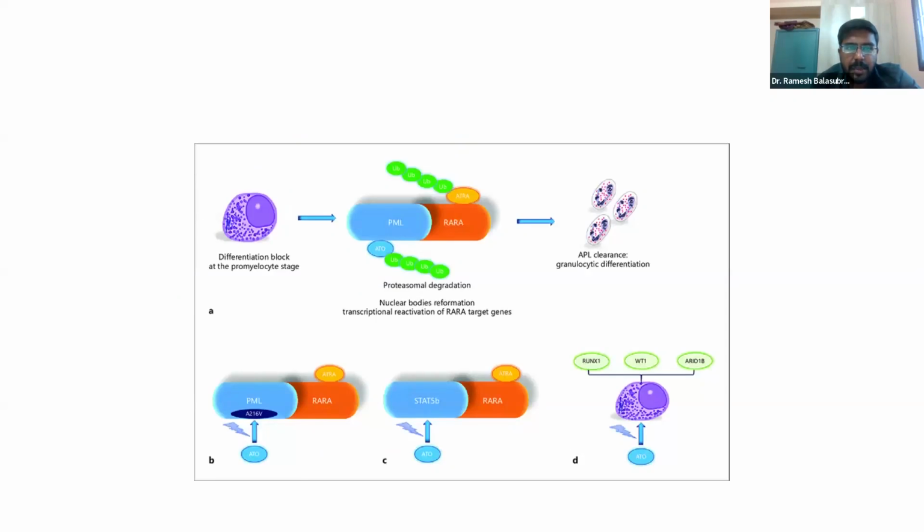So this is a differentiation block which is relieved by ATO and ATRA. The mutant protein is proteasomally degraded, and it causes a granulocytic differentiation because of the nuclear bodies activation. Sometimes there can be mutations in PML or in the RARA component, so that can cause the patient to be refractory to ATO. Sometimes they do not respond to ATRA because of these associated mutations.